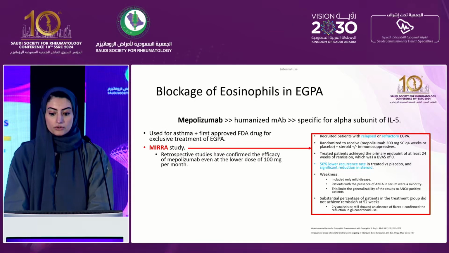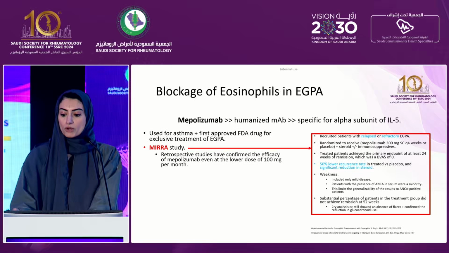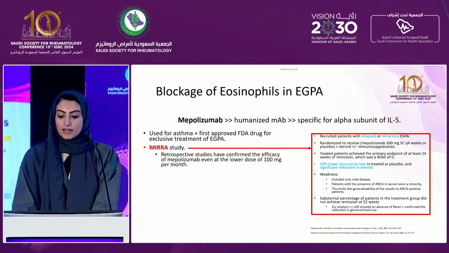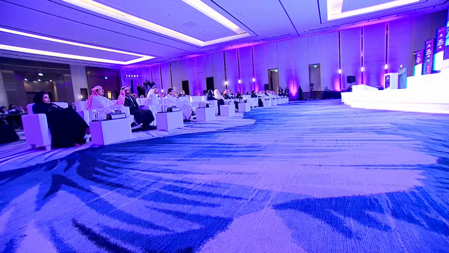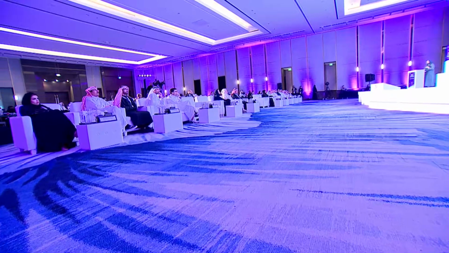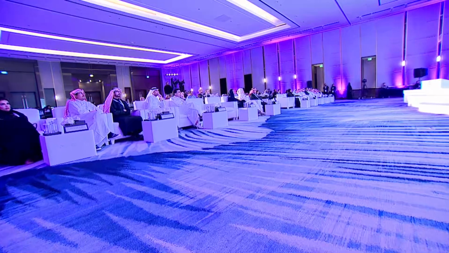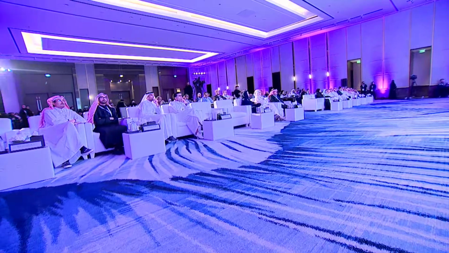And in the MIRA study, they recruited patients with relapsed and refractory EGPA, and they were randomized to either mepolizumab every 4 weeks or placebo, in addition to steroid and immunosuppressive medications. And it was observed that 50% of patients receiving mepolizumab had lower recurrence rate, and they had a significant reduction in the dose of steroid. However, the study has its own weaknesses. The first, they included only mild disease, and the second is that patients with the presence of ANCA in the serum were a minority, so we couldn't generalize this study on all patients with GPA.